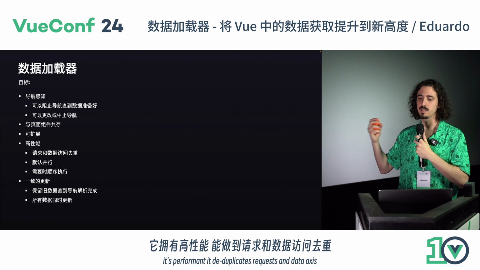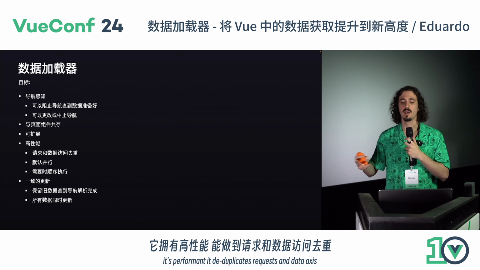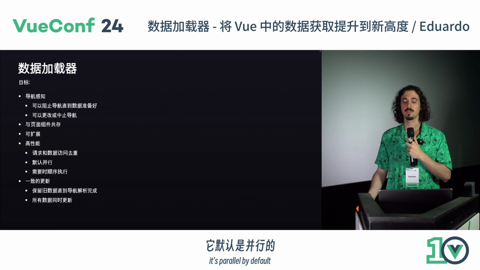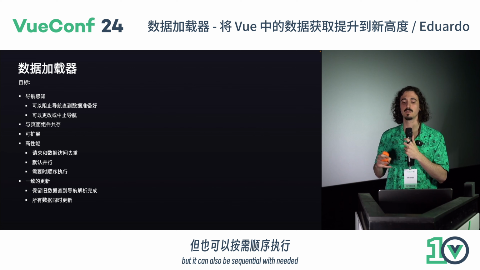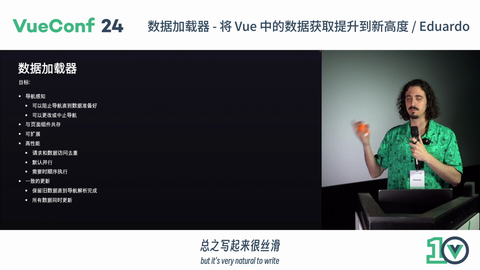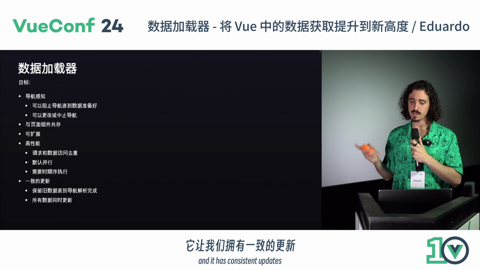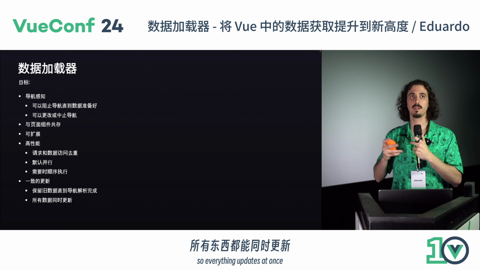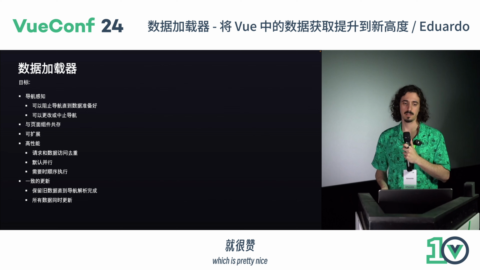It's performant, it deduplicates requests and data access. It's parallel by default, but it can also be sequential when needed, which I'm not showing because otherwise it's too much. But it's very natural to write. And it has consistent updates. So everything updates at once, which is pretty nice.